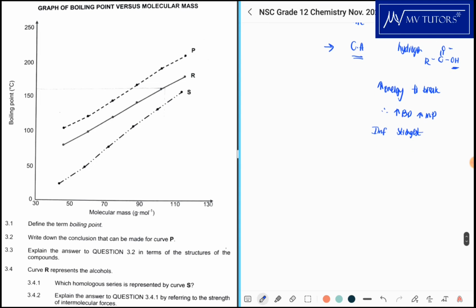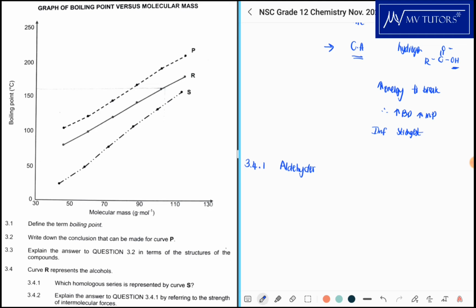All right, and then we get to 3.4. So I said a whole lot of things for 3.3. You'll just summarize nicely for yourself. Now it says curve R represents the alcohols. Yes, we do know, we did conclude. P is the carboxylic acid, R is the alcohol, and S is the aldehyde. So curve R represents the alcohols. Now 3.4.1, it says which homologous series is represented by curve S. Okay, we have already discussed that again. So basically, the aldehyde. Remember, homologous series, aldehydes. If they said functional group, we would have said the carbonyls.